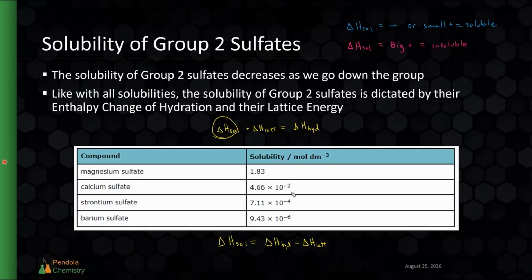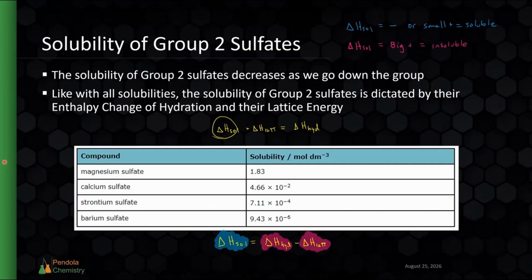So what does this mean? That means that the enthalpy change of solution, and therefore the solubility of a compound, is dependent on two things. It's going to be dependent on the enthalpy change of hydration and the lattice enthalpy change. So how exactly do hydration and lattice energy affect it?